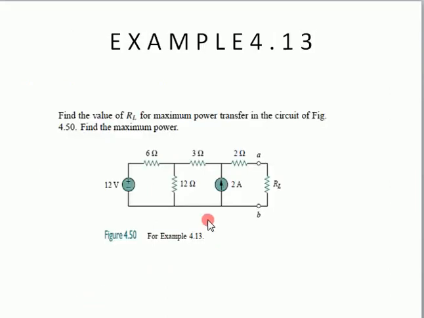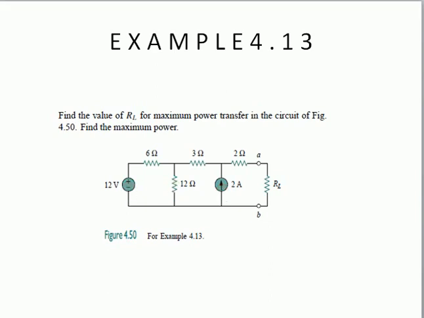So here is the first example relating to this theorem. Here we have to find the value of RL for maximum power transfer to the circuit shown in the figure, and after that we have to find the maximum power. This is the circuit, and first of all we have to find R Thevenin. So the load will be removed from here, this voltage source will be short circuited, and this current source will be open circuited. This is the same example as we did in the Thevenin theorem.